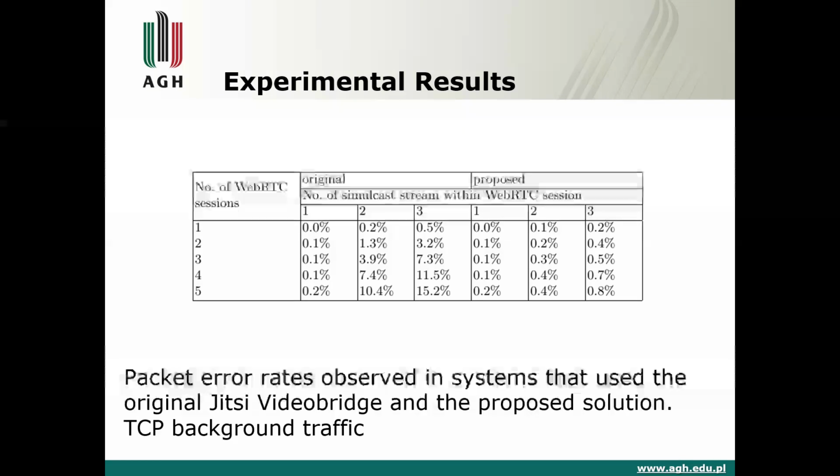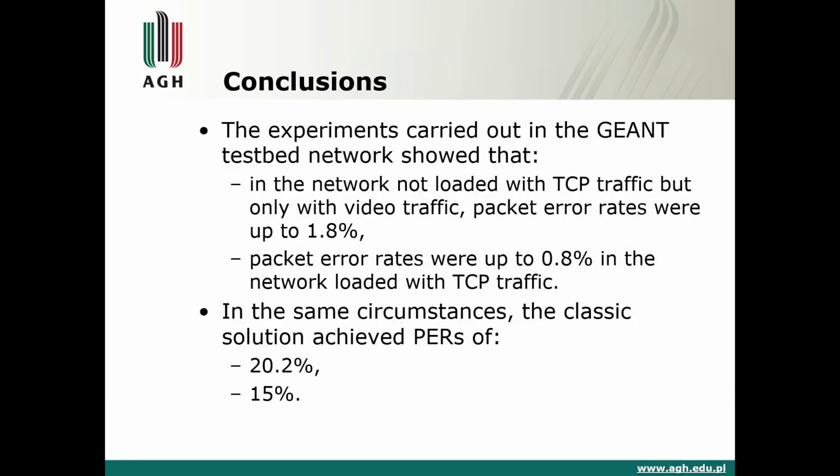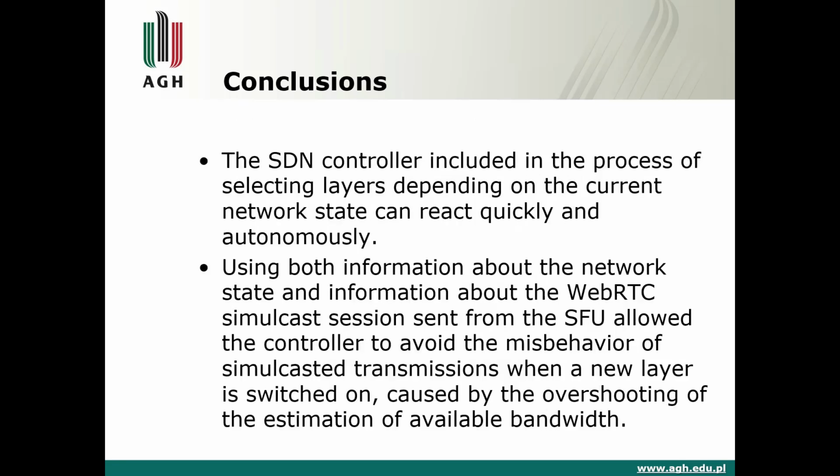To conclude, the experiments carried out in a large testbed network showed that the network node loaded packet error rate is very low. This method of congestion control is better, and the SDN controller included in the process of selecting layers can react quickly and autonomously. Using both sources of information, we receive better quality, and quality of experience is quite good. Thank you for your attention.